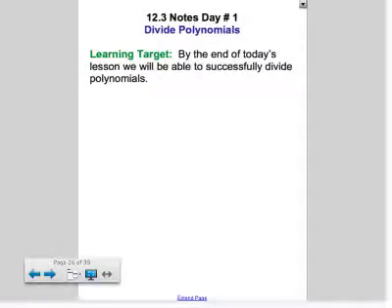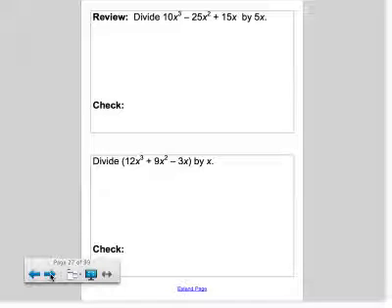So here we are in section 12.3, day number 1. As I indicated in class, we are going to spend 2 days on just about every section the rest of this chapter because I'm not going to lie, it is some more difficult material and some things that you have not seen before, so we're going to take our time with it. So first of all, we're going to divide by monomials.